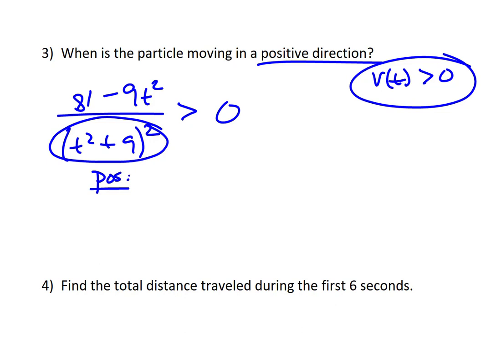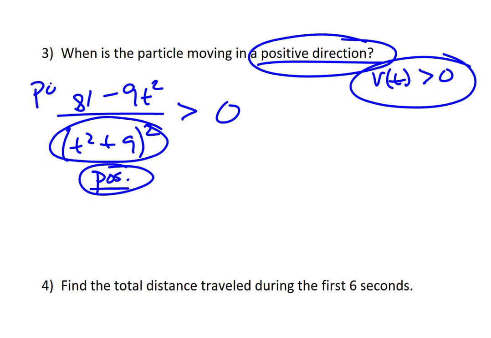And so if this is guaranteed positive in the denominator, and we want an overall positive direction, of course, our question then is, when is the numerator positive? Because a positive over a positive would indeed be positive. Okay, so we're kind of translating this into a simpler problem, which is, when is 81 minus 9t squared, that's the numerator, when is that positive or greater than 0? And then this we can solve.